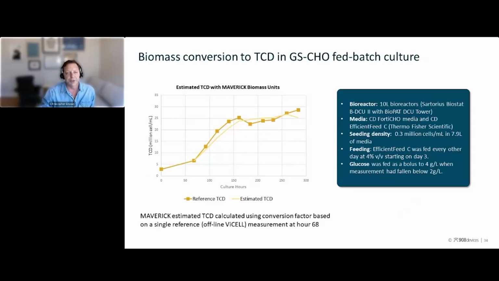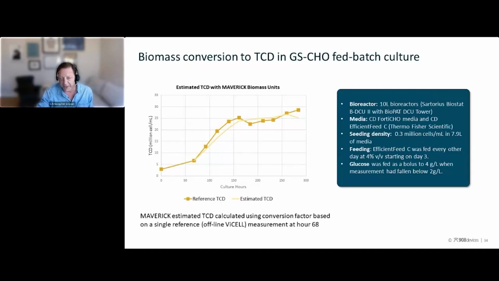units. You can, of course, convert. I noted that Maverick reports biomass units. That's essentially like an optical density or a capacitance reading. So it doesn't produce absolute total cell density values, but given the linearity between the two, you can convert them with a conversion factor. And Maverick's screen allows you to enter a conversion factor, so it will report in million cells per mil. And this is just an example of that.